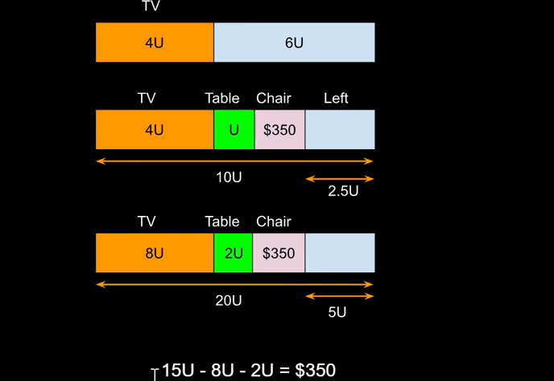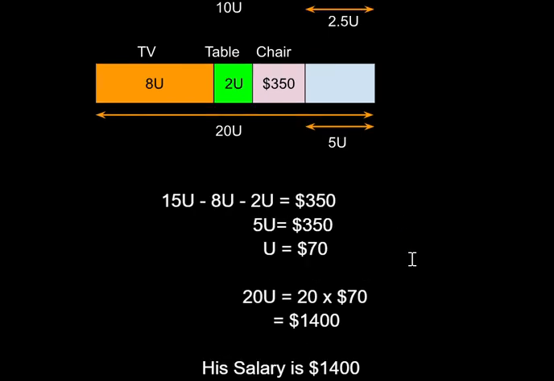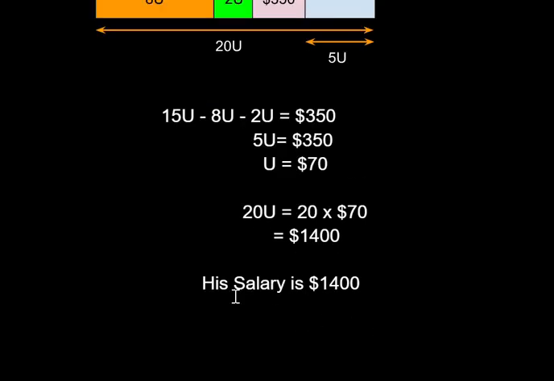From here, we can then see that 15 minus 8, how do I get 15? It's because you got 20, I'm only looking at this part. So it's 8 plus 2 plus $350. So it's 15 minus 8 minus 2 units is equal to $350. Okay, we can compute 5 units is 350, 1 unit is 70. And how much money did he have as his salary? It is 20 units. So it's 20 times 70, which is 1,400. Hence his salary is $1,400.